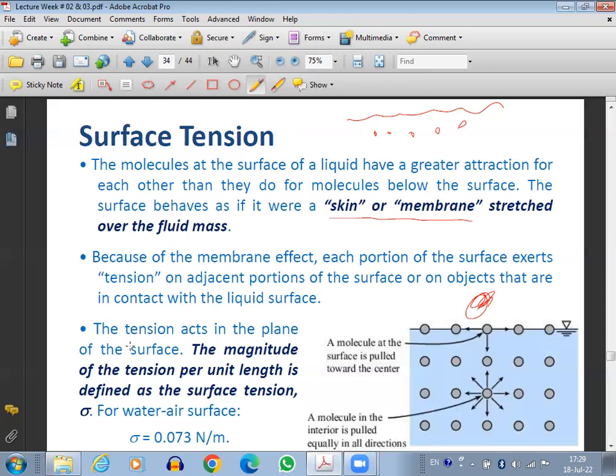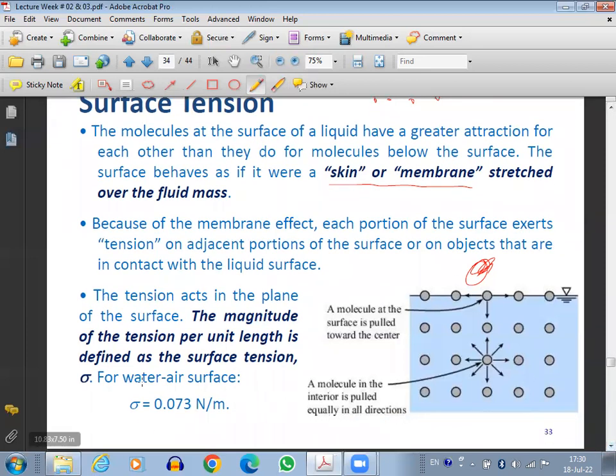The objects which are placed on the surface feel it. Otherwise, if the same object sinks inside, then there is no surface tension. The tension acts in the plane of the surface. The magnitude of the tension per unit length is defined as the surface tension. This surface tension is calculated for the air water surface. It is written as sigma. So sigma is 0.073 Newton per meter for the case of the air water interface.